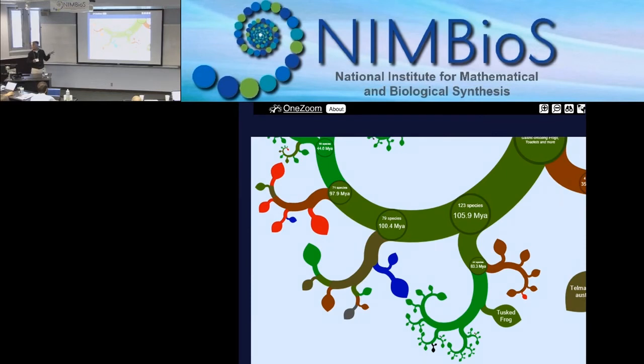What's the coloring on this diagram? The coloring is the IUCN categories. So red, for example, is critically endangered. Blue is extinct already. Green is, in IUCN speak, least concern, in other words, secure species.